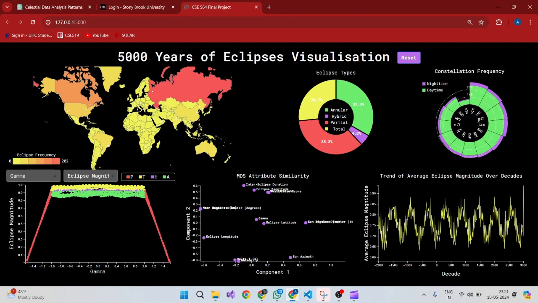Now let's look at the constellation frequency map. This is a radial stacked bar chart which shows the frequency of eclipses based on the different constellations visible during a certain time period. So this shows more of the yearly trends of eclipses as compared to the decade trend that is shown by the time series plot. Here we can see that the most frequent type of eclipse happens when the Virgo constellation is visible, and fewer eclipses happen when Scorpius or Cancer is visible.